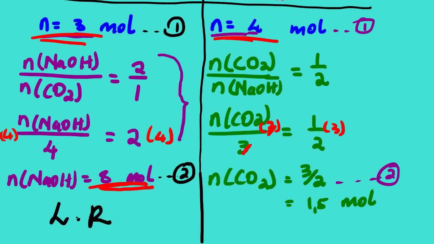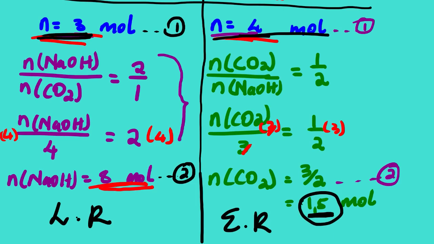Or we can check with the carbon dioxide. We have 4 mole of carbon dioxide, and then we check how many moles we need to react this completely, to react the 3 mole of sodium hydroxide completely. We need only 1.5. Do we have more than 1.5? Yes, we do have. We actually have 4 mole. So this is the excess reagent. This is the only number of moles that will react completely with this 3 mole of sodium hydroxide. So this is the first method we can use to determine the limiting reagent.